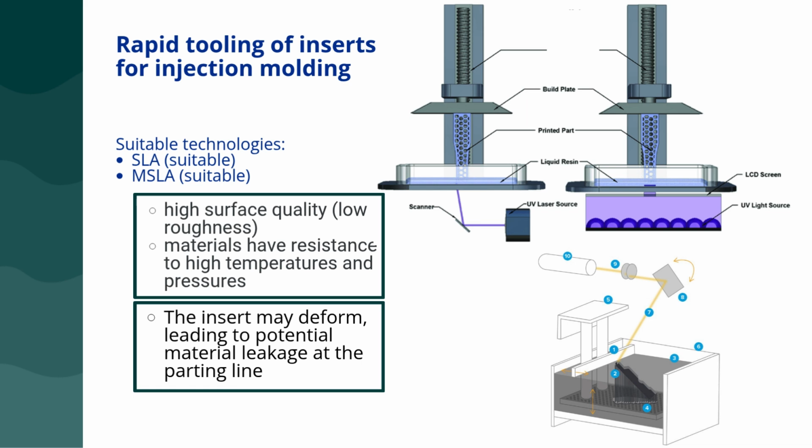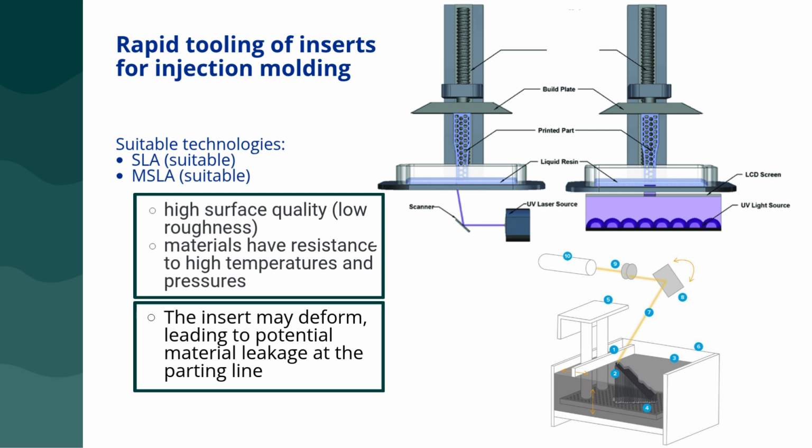This technology is quite similar to others in the field, utilizing liquid photopolymers. Depending on the specific method, we can employ UV light through projectors or diodes, or alternatively, use lasers. The technology itself is straightforward, and today you can find very affordable devices in the market, along with a variety of polymer materials suitable for 3D printing of injection molding inserts.